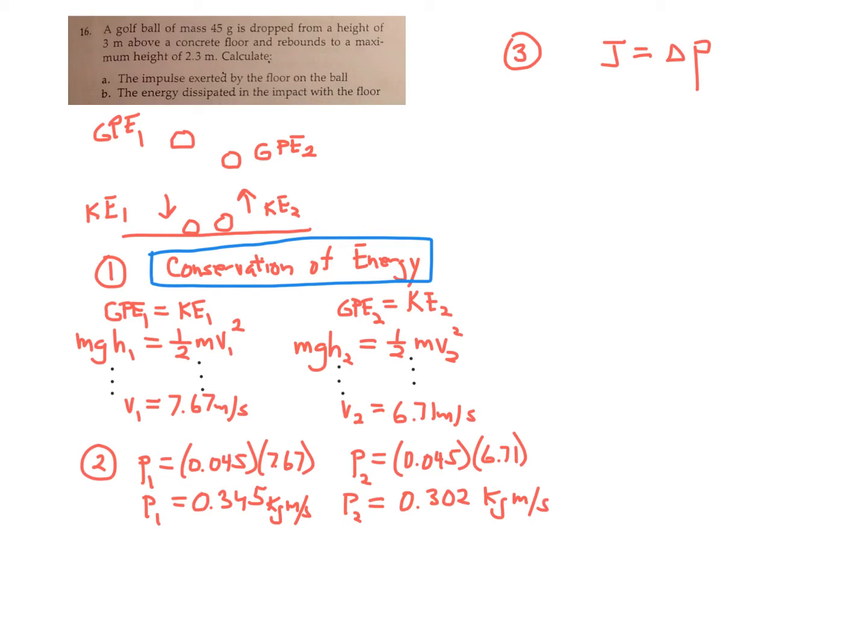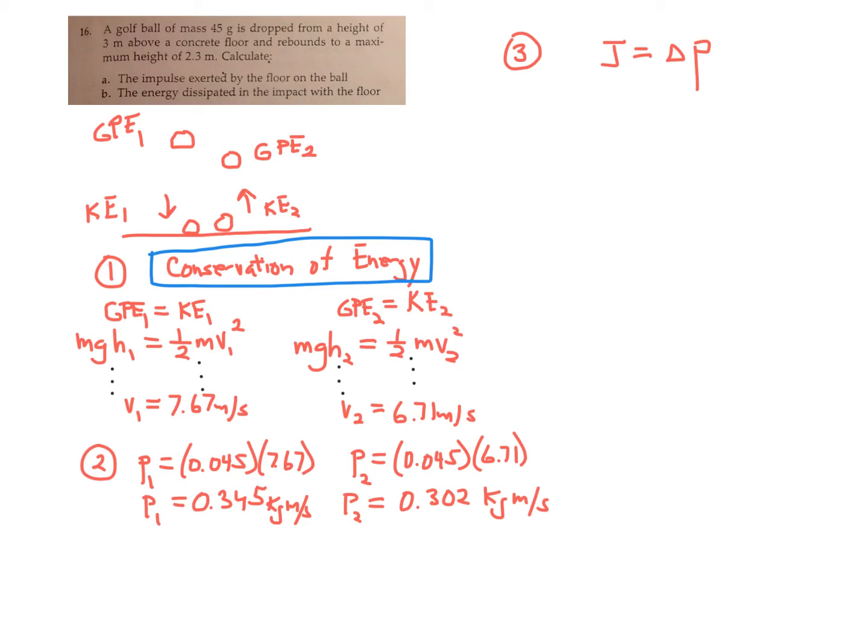And likewise, you do the same thing in reverse on the way back up. There's conservation of energy. The kinetic energy transfers into GPE2, so those are equal to each other. Do the same calculation. Once again, the masses cancel out. You would show work in this slot right here, and then you get the V2, the velocity coming off the floor, of 6.71.